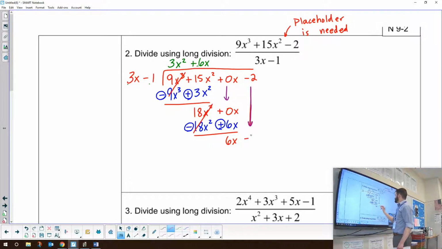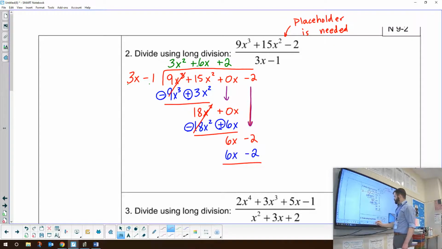Okay, so 6x minus 2, so we're going to think, what do I need to multiply 3x by for it to equal 6x? I need to multiply it by 2. 3x times 2 is 6x. Negative 1 times 2 is negative 2. Draw my line, change your sign.